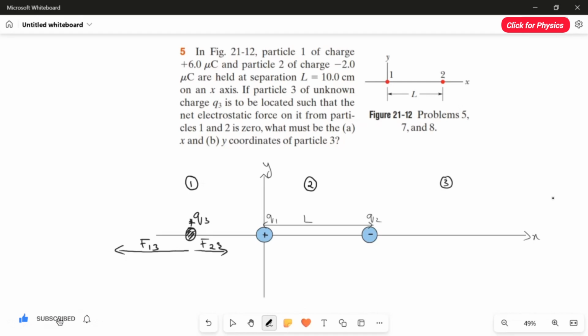That's the reason this arrow mark is greater. But the distance between Q3 and Q2 is very far. So that's the reason the force of attraction is weaker here. But if you see, this location is not suitable.